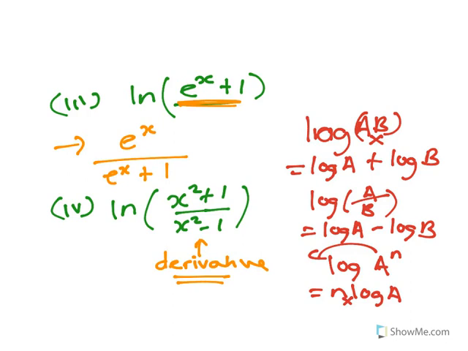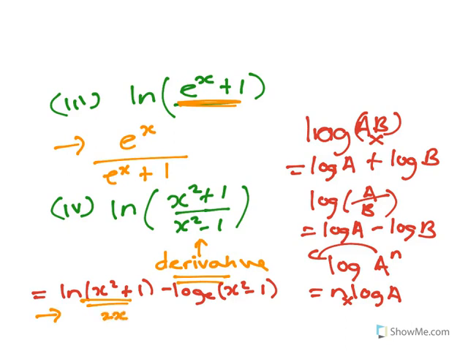So looking at this one here, because it is a division, you're better off splitting it up and going log of x squared plus 1 minus log of x squared minus 1. And then when you go to differentiate this, you differentiate them separately and it's much easier. So the derivative of x squared plus 1 is 2x, over x squared plus 1, and the derivative of this one would be 2x, over x squared minus 1.